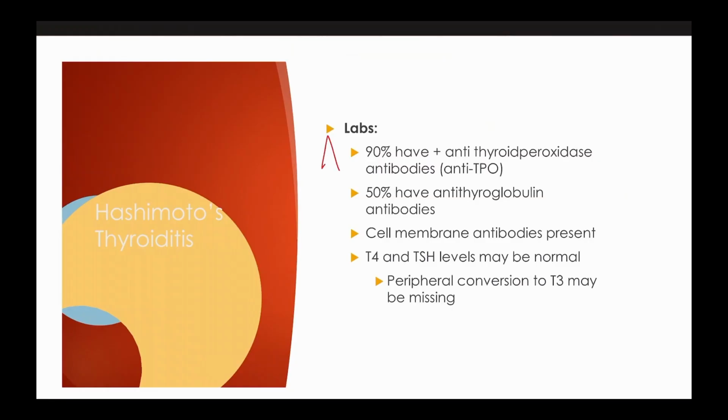Labs. 90% will have the anti-TPO. This is the big one. 50% will have the antithyroglobulin antibodies. They may have some cell membrane antibodies as well. T4 and TSH levels may be normal. They may have some peripheral conversion issues with Hashimoto's as well. So you may see normal TSH, normal T4, but T3 drops because it's not around.